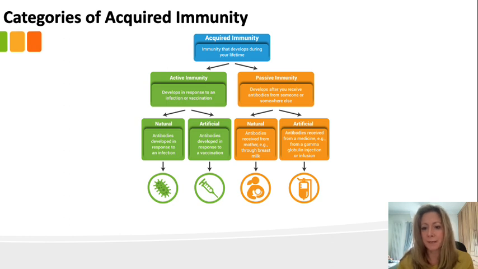In both types of passive immunity, the person's own body is not involved in creating the antibodies. And though immunity is immediate, it does not last a long time. Whereas active immunity can take time to develop, but usually lasts longer than passive, sometimes a lifetime.